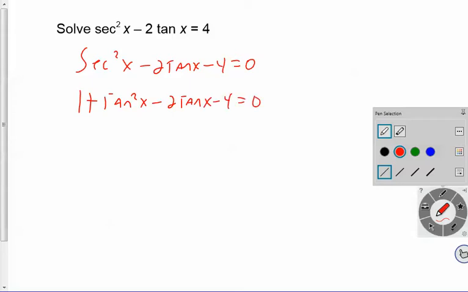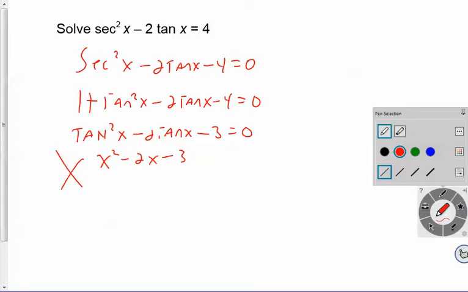So now what does that do? That gets us tan squared x minus 2 tan x minus 3 equals 0. You got this. So then I guess that's negative 3 and negative 2. So that's negative 3 and positive 1. And the cool thing about this is when a is 1, you can just say, well, then it's x minus 3.